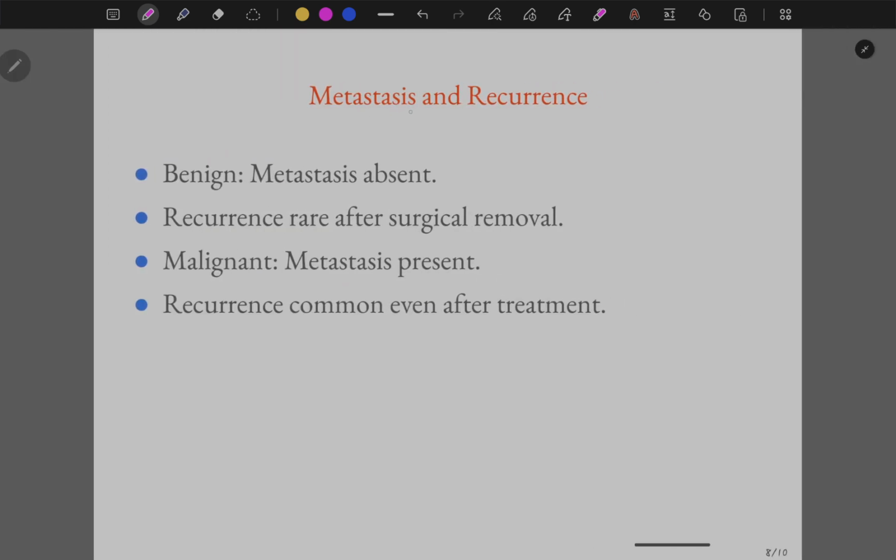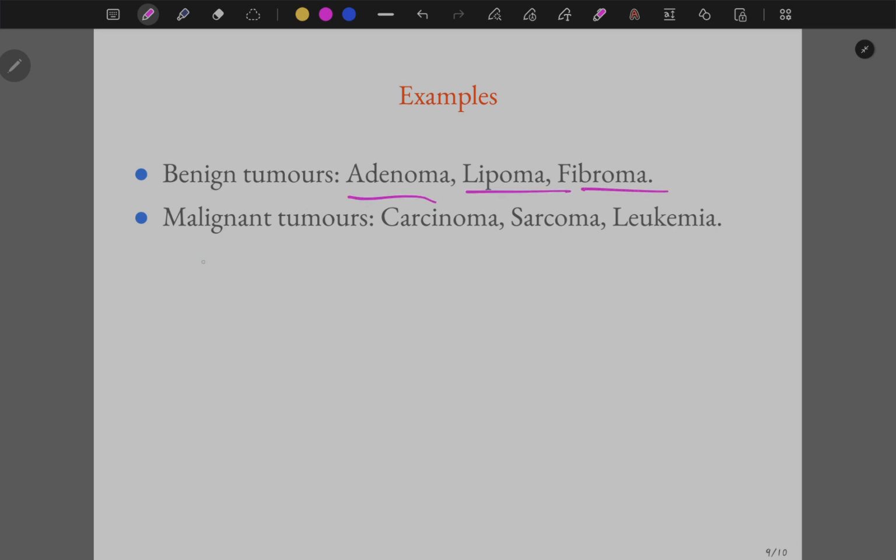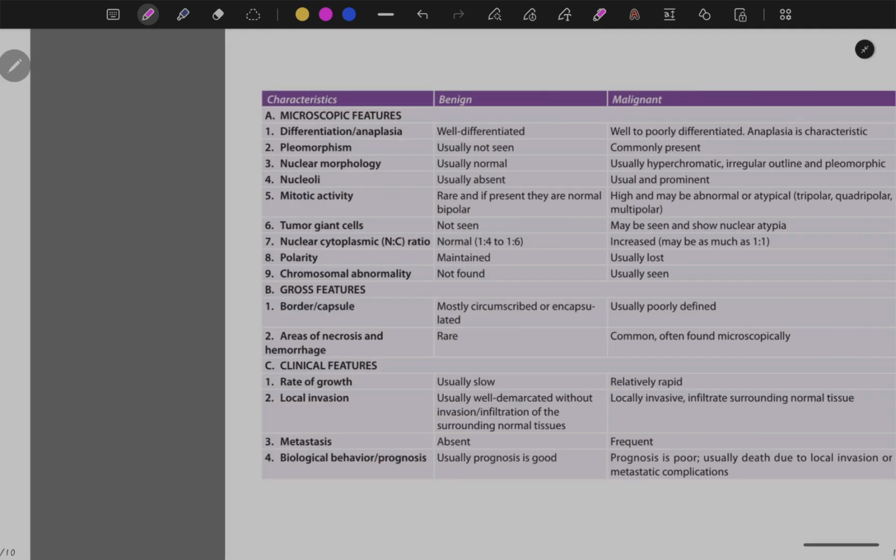Next feature is metastasis and recurrence. In benign neoplasms metastasis is absent, and in malignant neoplasms metastasis is present, and recurrence is rare in benign neoplasms after surgical removal, and recurrence commonly occurs even after treatment in malignant neoplasms. And examples for benign neoplasms are adenoma, lipoma, fibroma, and for malignant tumors, examples are carcinoma, sarcoma, and leukemia.